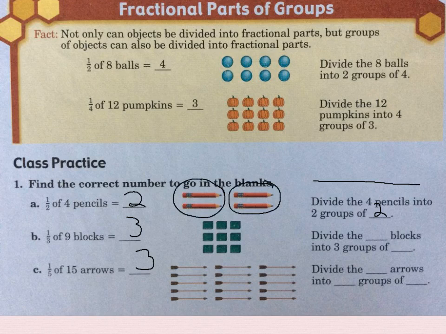And then B, divide there's 9 blocks into 3 groups of 3. So go ahead and make 3 groups of 3, either the way I just did, or you could go this way.